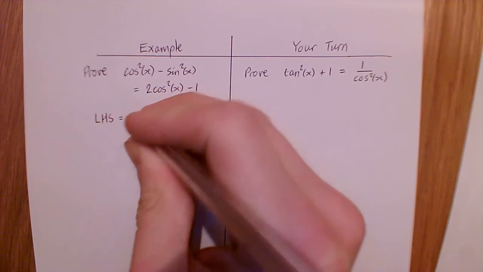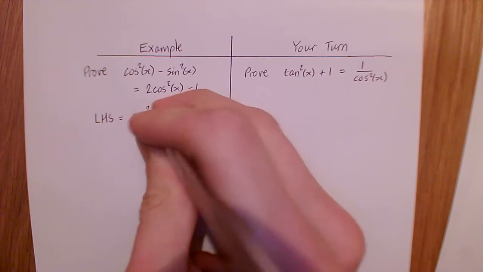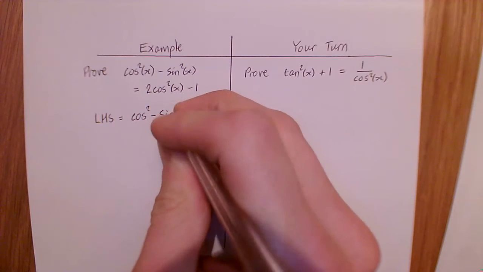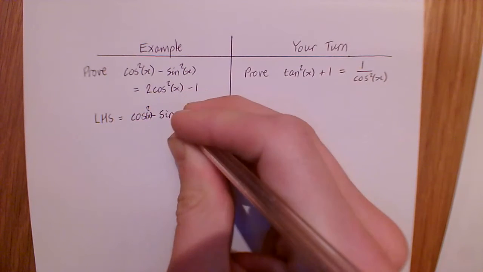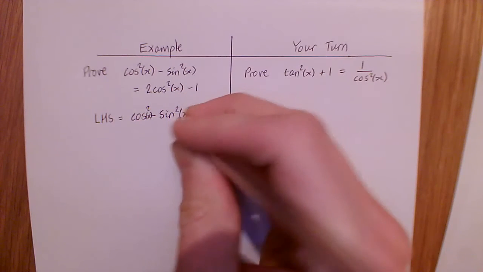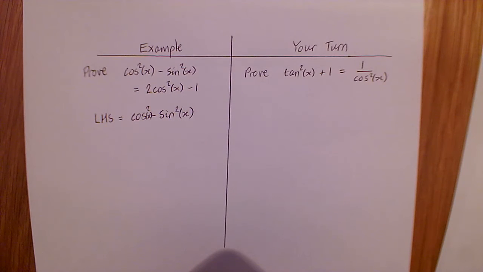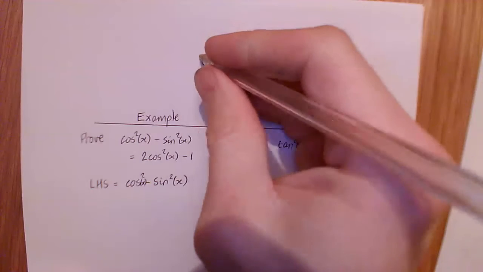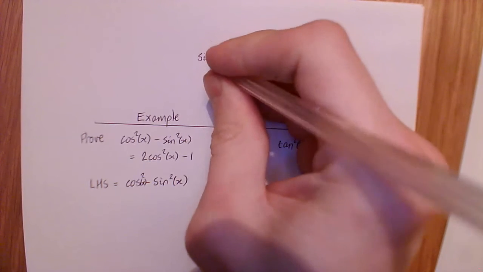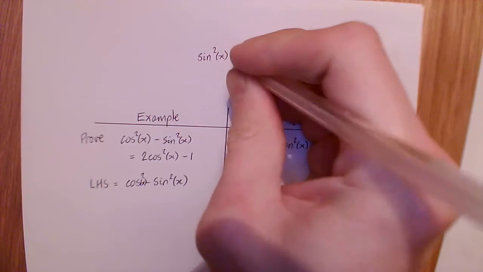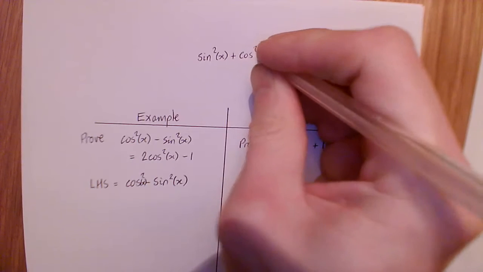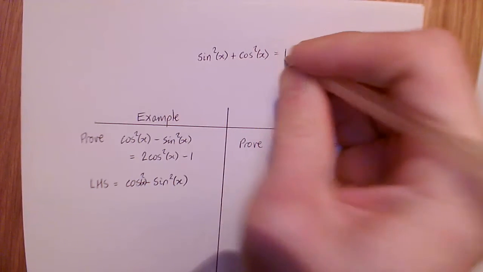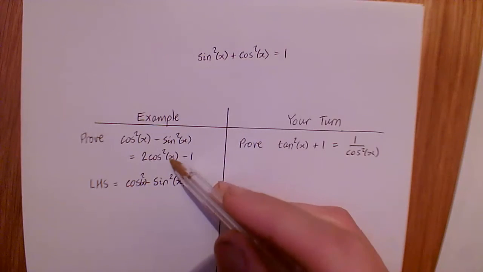So our left-hand side is cos squared x minus sine squared x. Now, we want to change this somehow. And this is where we've got to think about our identity a little bit more, because we have that sine squared x plus cos squared x equals 1.